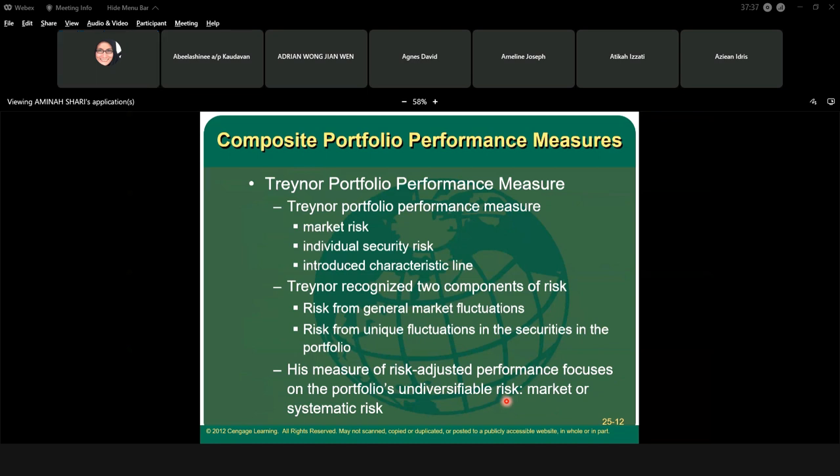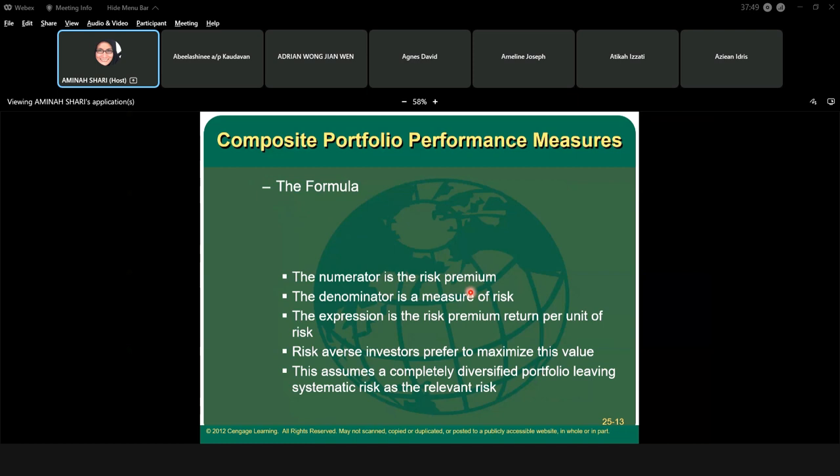This is in general the summary of these portfolio performance measures. You can look at them one by one and try to understand. For the Treynor formula earlier, it uses systematic risk. Systematic risk is measured by beta.